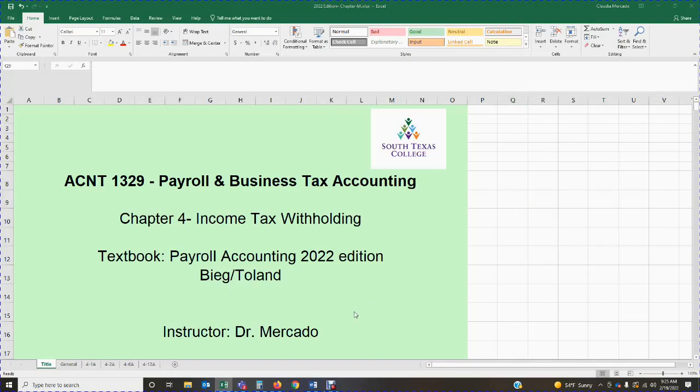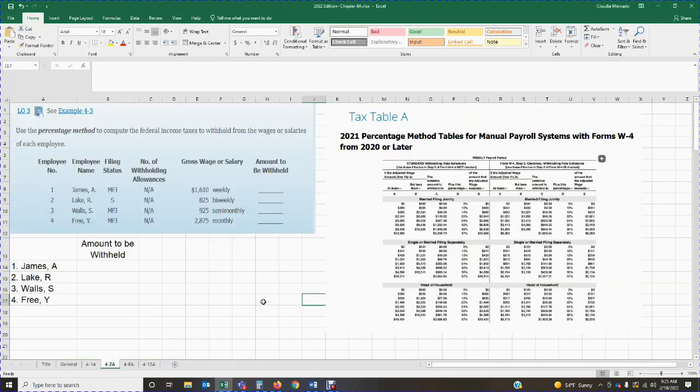This is Dr. Mercado speaking, and we are continuing covering chapter 4, which deals with income tax withholding. This is accounting 1329, payroll and business tax accounting, and we are using the 2022 edition of the book. In this lecture, I'm going to be going over problem 4.2, which deals with the percentage method.